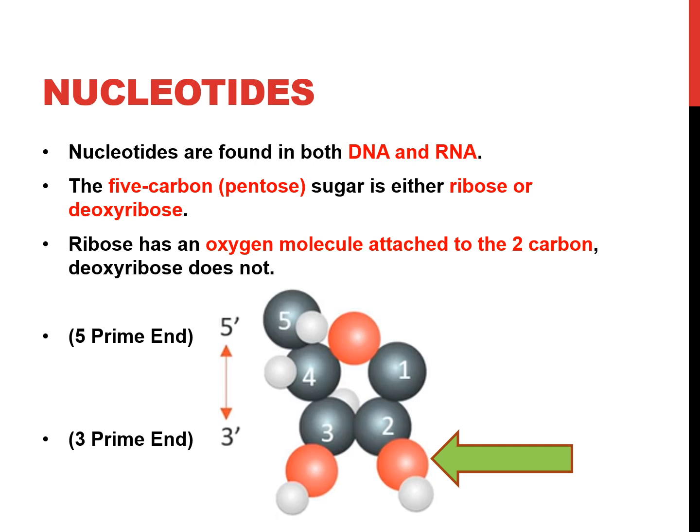So what we're looking at here is ribose. So you have that oxygen molecule. If it was deoxyribose, so DNA, it would just be exactly the same, except this oxygen molecule with the green arrow would not be there. You can see an arrow representing, again, which way it's going, but in this case it's got two heads because it's showing both the prime ends, so the 5' end at the top and the 3' end at the bottom.